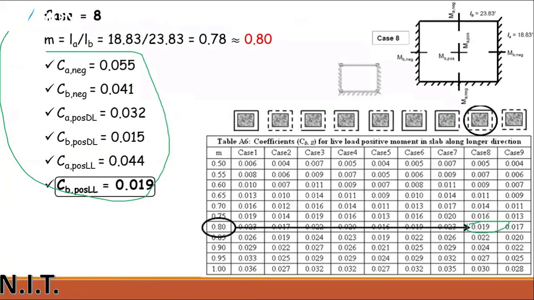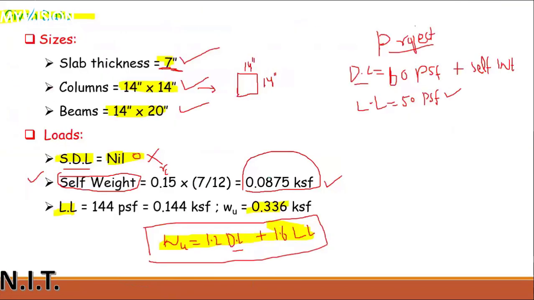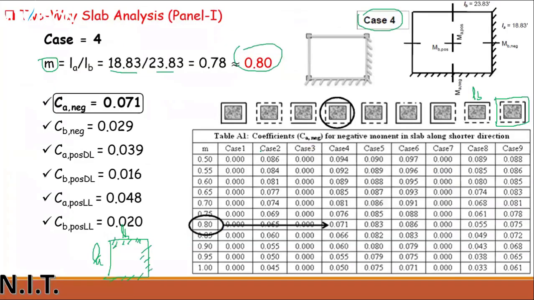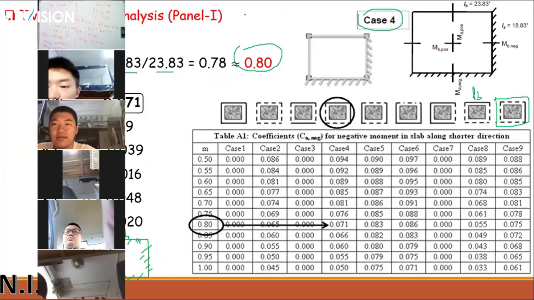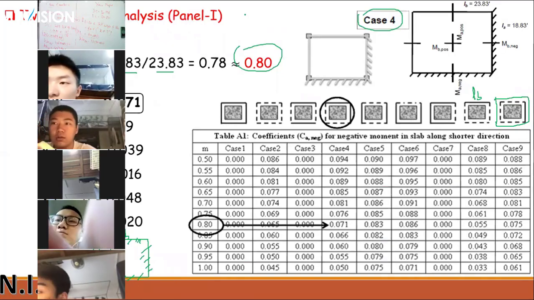And the final one, who will reply? Mr. Charlie, it's your turn. Miss, this is panel number 4. Panel number 4 is matching with which case? Mr. Charlie, please reply. Where is Mr. Charlie? Is he available or not? I guess he is not here. Mr. Fario, can you please reply?